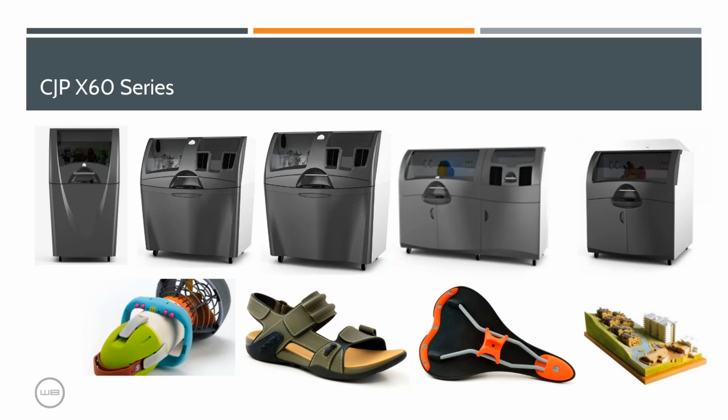So this is our CJP X60 series of printers. We range from monochrome all the way to full CMYK colors. Some of them do come with a cleaning station attached to it. Some have it as an accessory. But long story short, if you want really, really bright, vibrant color parts, large parts that are inexpensive, this is a technology you want to look at.